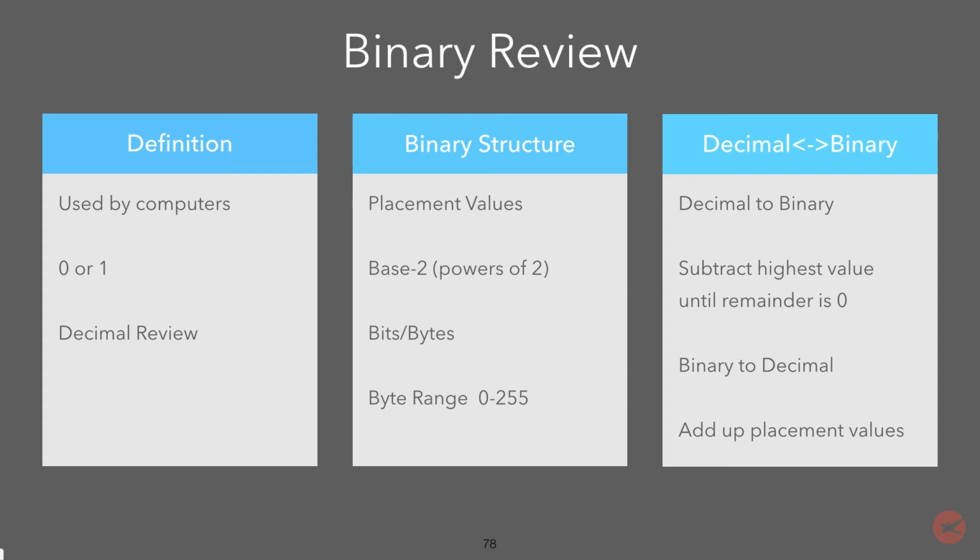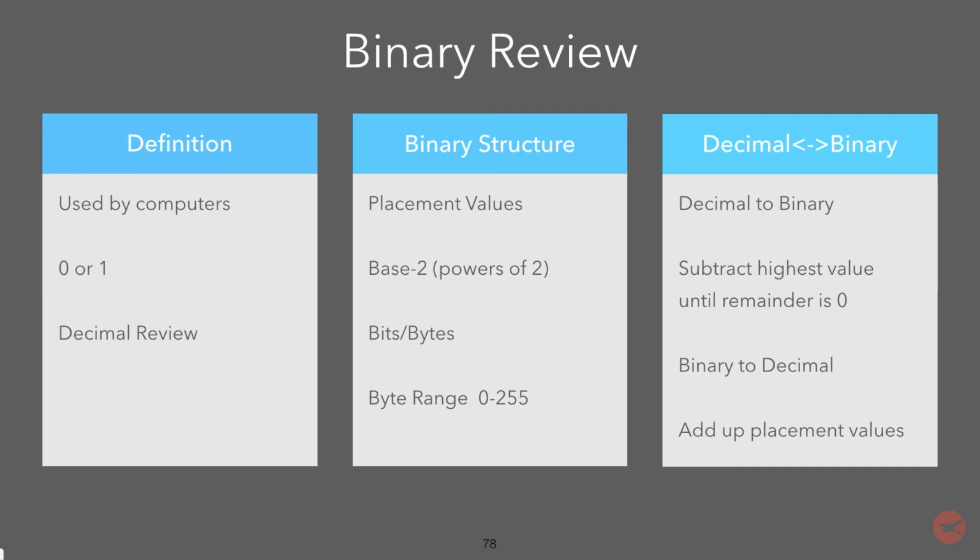We delineated the difference between bits and bytes. Bits are an individual binary value, and bytes are 8 connected binary values. The byte range is 0 through 255. That's important and useful to remember as we move forward. Lastly, we covered the conversions from decimal to binary and, of course, binary to decimal.